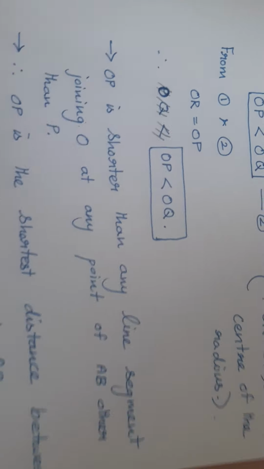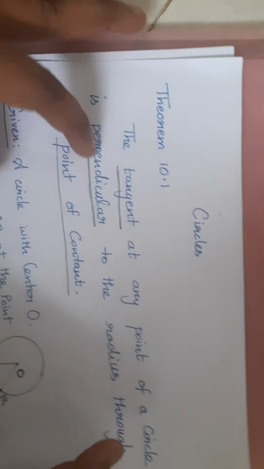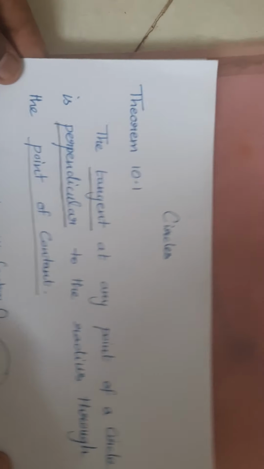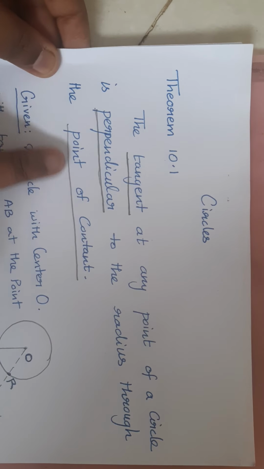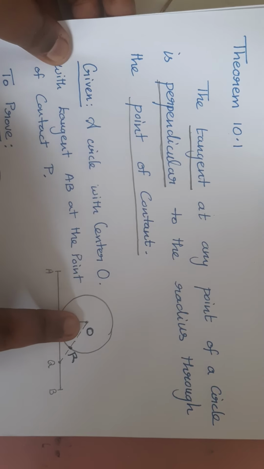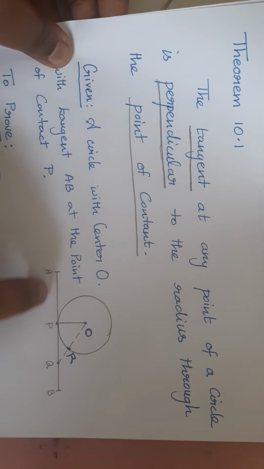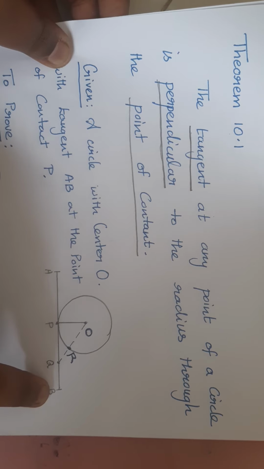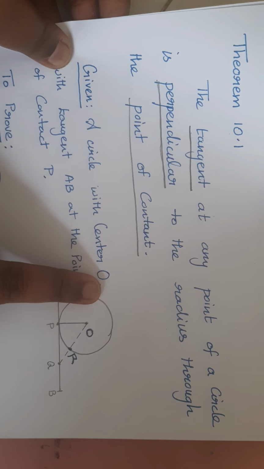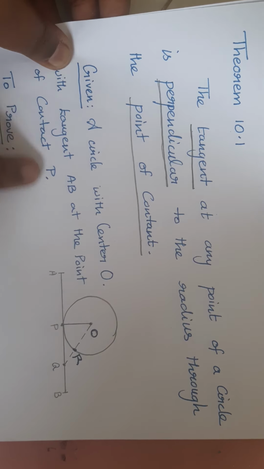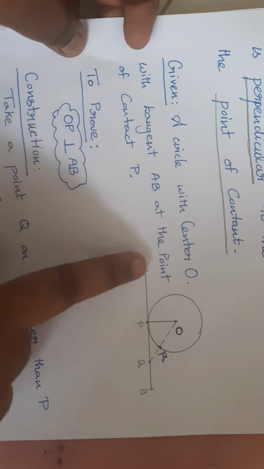So once again I will explain. Theorem 10.1: the tangent at any point of a circle is perpendicular to the radius through the point of contact. Using the center of the circle, you draw one line segment that touches the circle at one point. That is the tangent to the circle. Given: center O and the tangent AB at the point of contact P. Then you have to prove OP is perpendicular to AB.